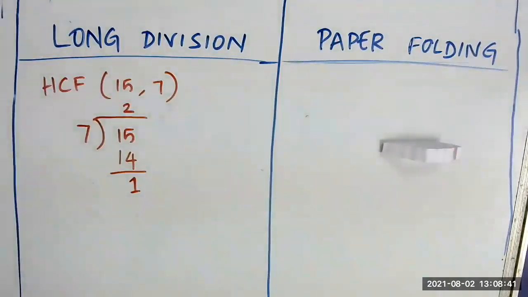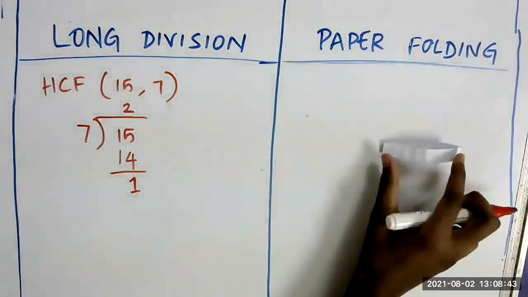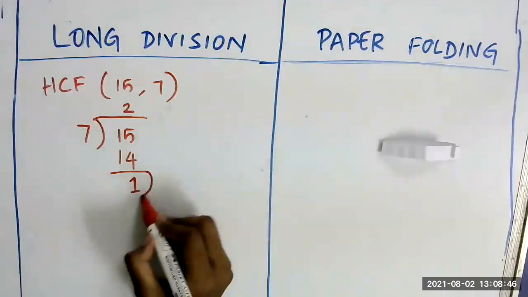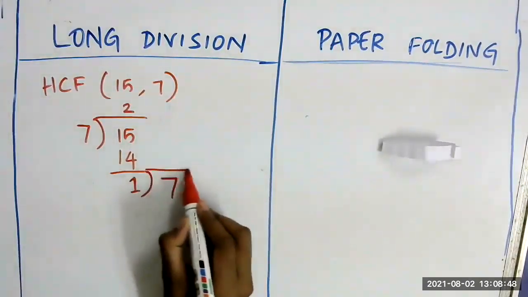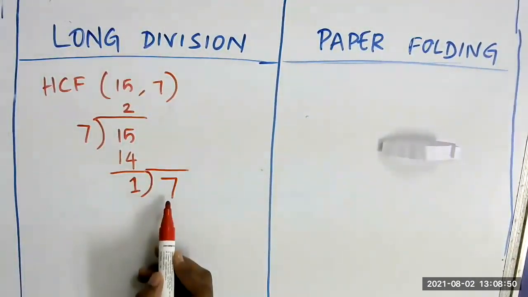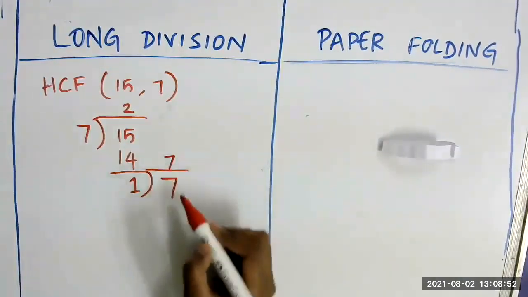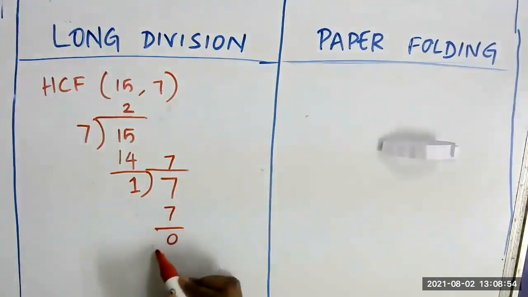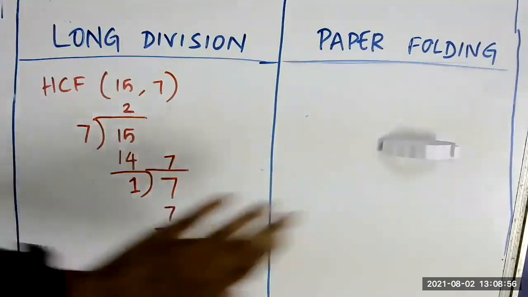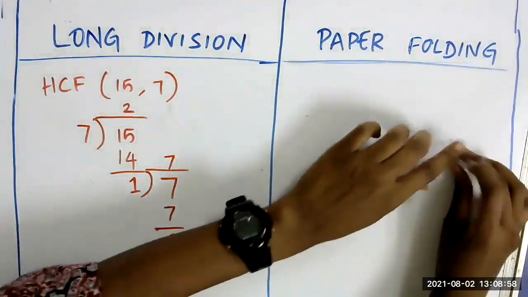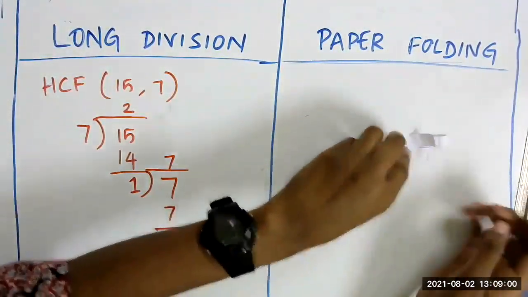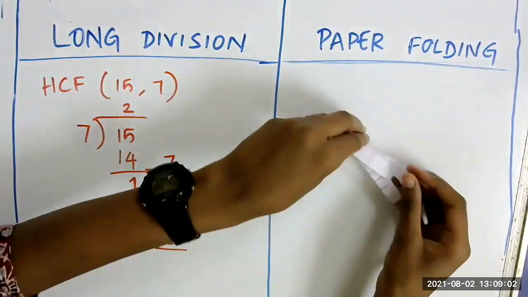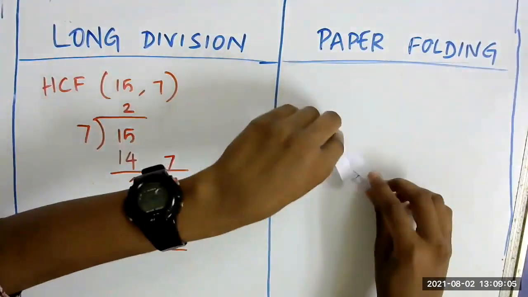I'll take 1 as a divisor and you have the 7 strip over there. So 7 over here. How many times does 1 go in 7? 7 times, right? So the remainder is 0. What does it mean? I have this one small box over here. I'm going to take it and fold it over this 7 box.